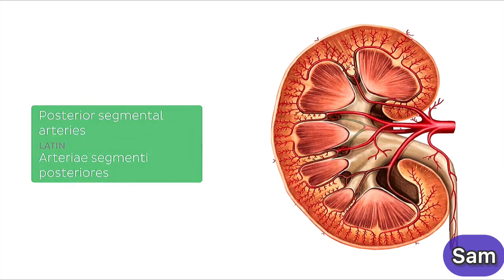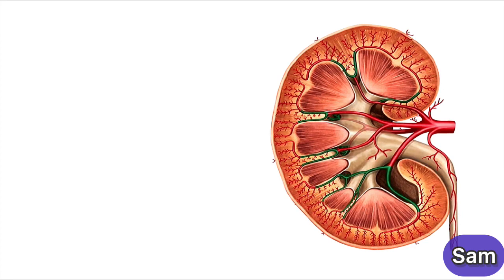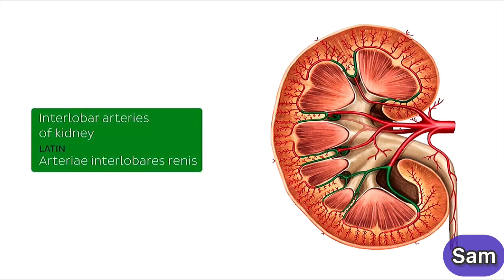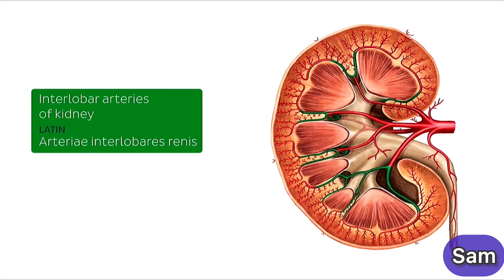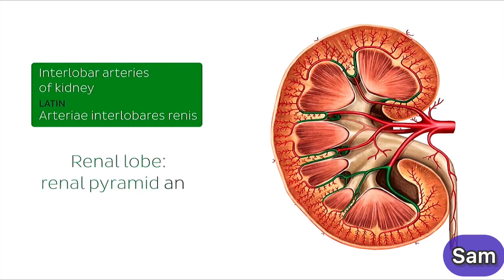The next ones that we're going to be talking about are now seen highlighted on the screen in green, and these are the interlobar arteries of the kidney. Now, these interlobar arteries arise from the segmental arteries of the kidney, as you can clearly see on this image. And these arteries are located between, of course, as the name indicates as well, the renal lobes, which are basically the medullary pyramids and also the renal cortex. So keep that in mind. Interlobar means they're between the lobes.